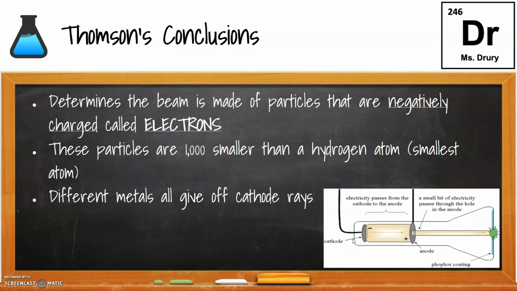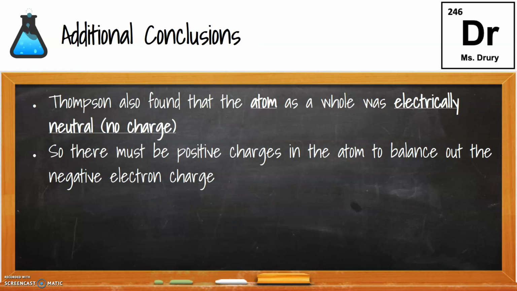In that case, he determined the beam is made of particles that are negatively charged, and we call them electrons. These particles are 1,000 times smaller than the actual atom. The smallest atom we have is hydrogen, and the electron is 1,000 times smaller than that. Different metals give off different types of cathode rays, maybe more or less, depending on the elements. Thomson also found that the atom was, as a whole, electrically neutral. There is no charge in the regular atom, and then somehow with electricity we can find the electrons. That means there must be positive charge somewhere within the atom to balance out the negative electrons we found.